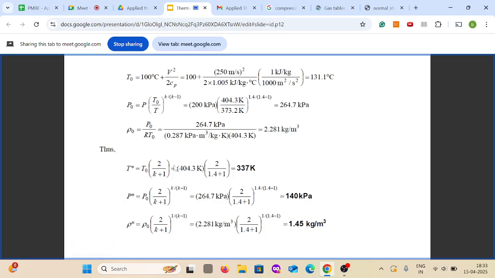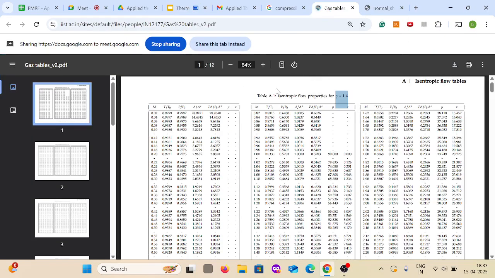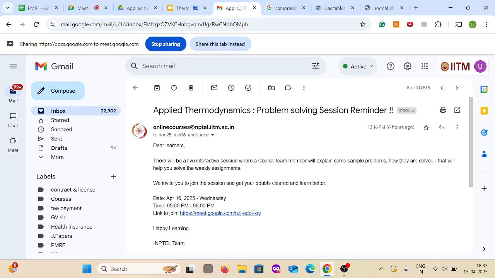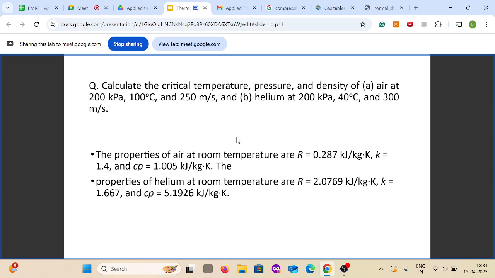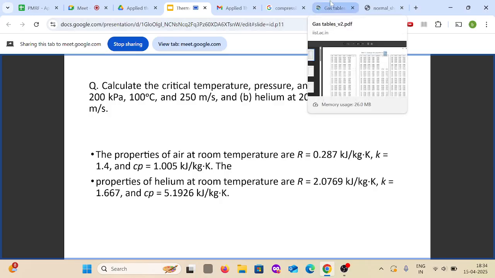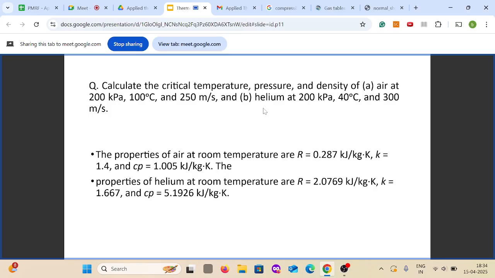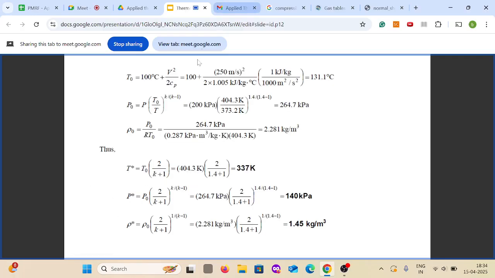So the other way of solving this is, the first part we can directly use the table here and then find out the values. We can first find out the gamma RT value to find out Mach number, and then use the table directly to find out the ratio, area ratio.